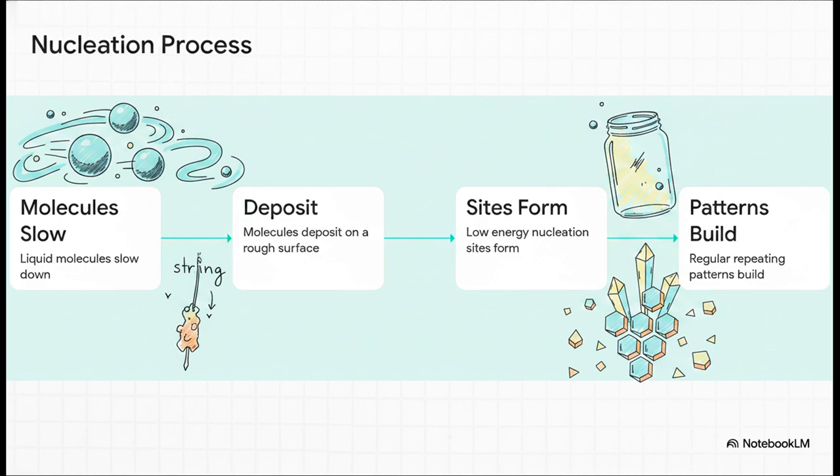So let's scale down from that sticky honey to the literal atomic building blocks of solid metals. We do this by looking at the nucleation process. That everyday honey phenomenon perfectly illustrates this sequence. First, liquid molecules slow down. Second, they deposit onto some kind of rough surface. This could be a tiny scratch on the inside of the jar, or maybe a piece of string if you're making rock candy. Third, these rough spots serve as low-energy nucleation sites for the sugar. And finally, step 4, once they find that comfortable low-energy spot, they begin forming regular, repeating patterns, literally building on top of each other piece by piece.